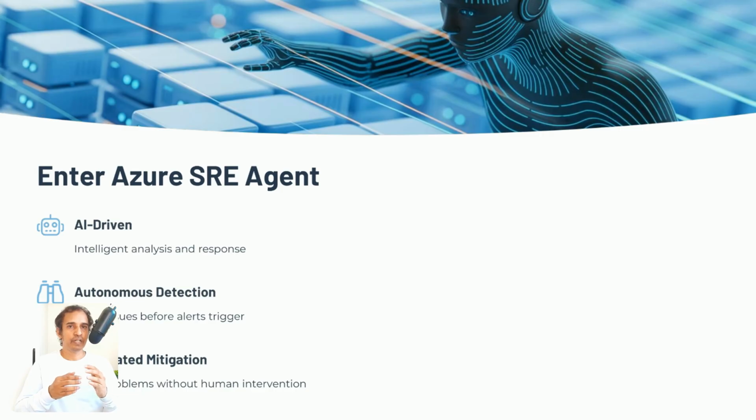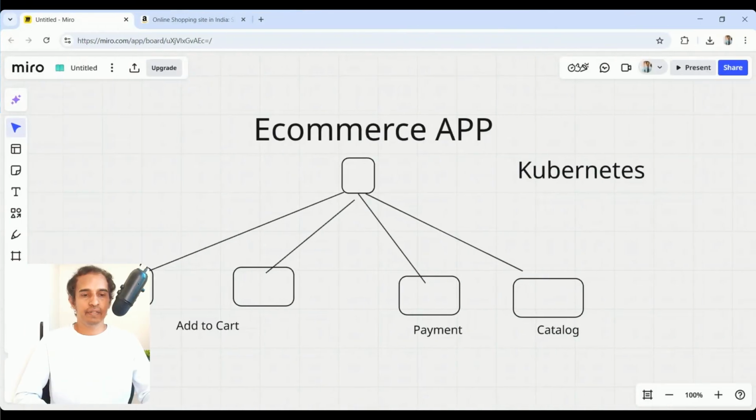Before observing the Azure SRE agent, let us observe Azure traditional monitoring scenarios. First, let us observe in the Azure portal itself. Here is an e-commerce application running in a Kubernetes environment. These are different deployments and different services: tracking service, add to cart, payment, and catalogs.